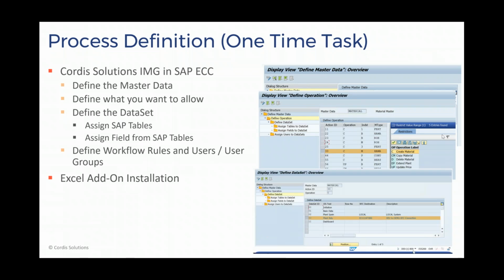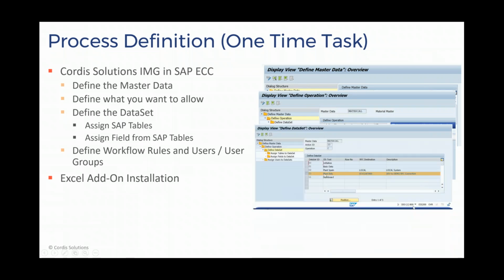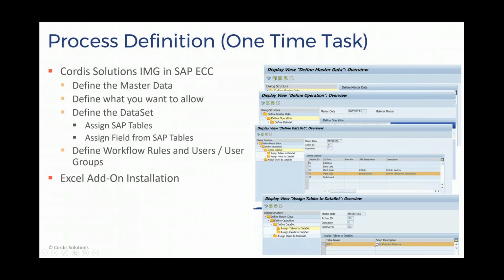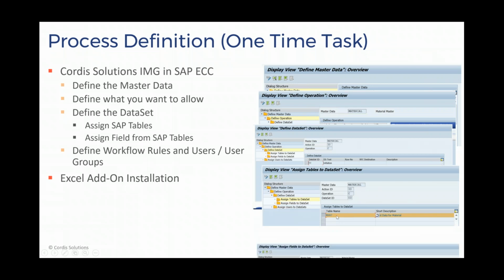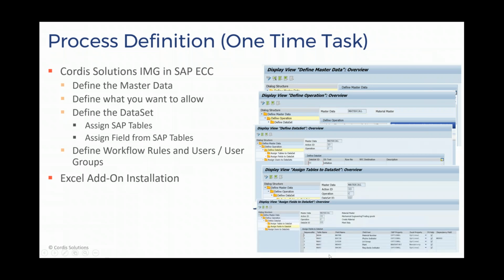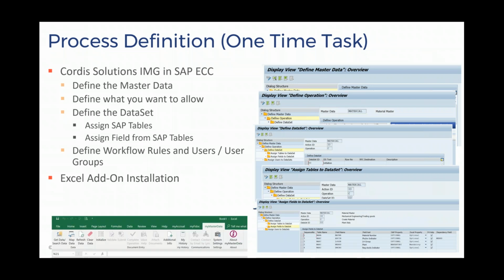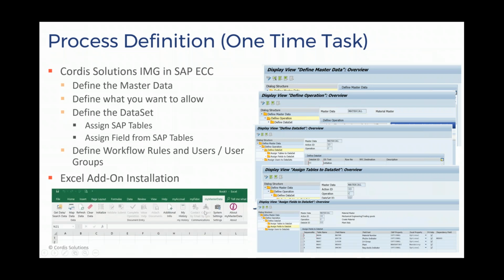So here we are defining the data set, saying, for the plant in Italy, I only want one table to be used, and these are the only fields that person will be able to change in Italy. They will not have access to the basic data. They're only going to have access to plant-specific data in MARC. That's how specific you can make it. This is all configured in a one-time environment. And then the next thing you do is install an add-on onto your Excel, and that's it.